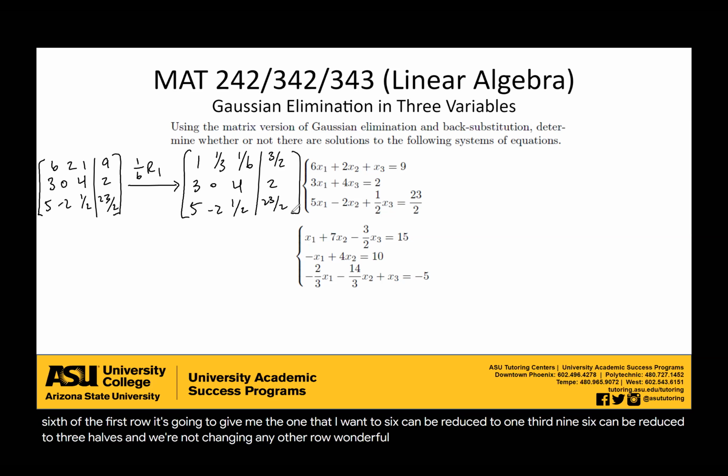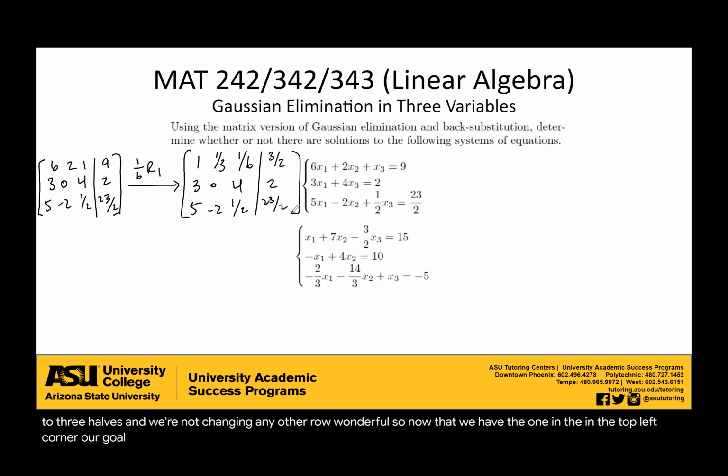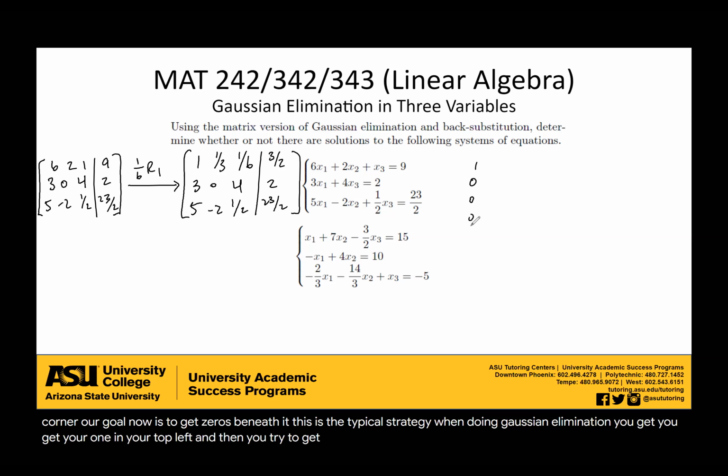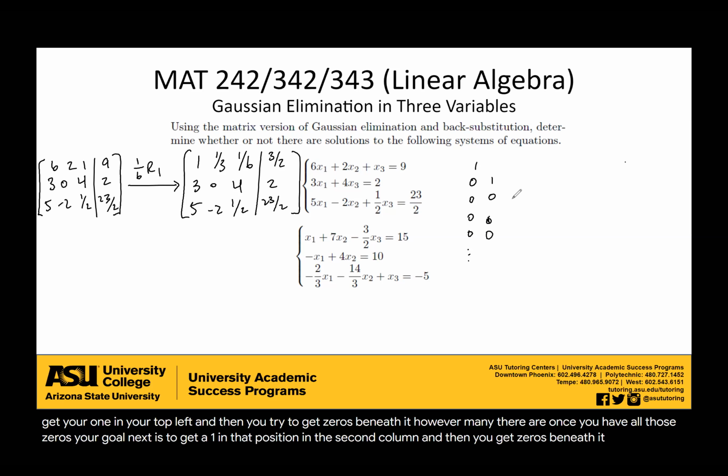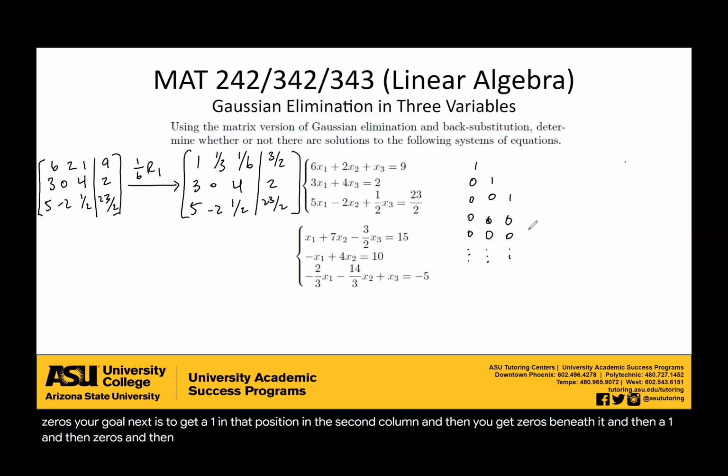Wonderful. So now that we have the 1 in the top left corner, our goal now is to get zeros beneath it. This is the typical strategy when doing Gaussian elimination. You get your 1 in your top left, and then you try to get zeros beneath it, however many there are. Once you have all those zeros, your goal next is to get a 1 in that position in the second column, and then you get zeros beneath it. And then a 1, and then zeros, and then a 1, and then zeros. And you just keep going until you've run out of space in your matrix.